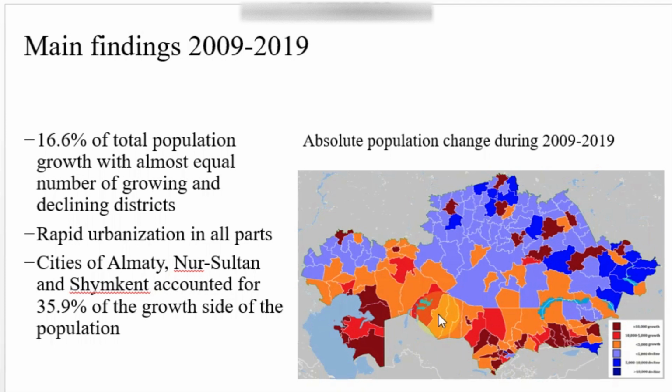If we take urbanization here, it mostly applies to the southern region of Kazakhstan. The main drivers of the population here, actually, the main three cities, these are Almaty and Nur-Sultan and Shymkent, accounted for more than 1/3 of the population growth.